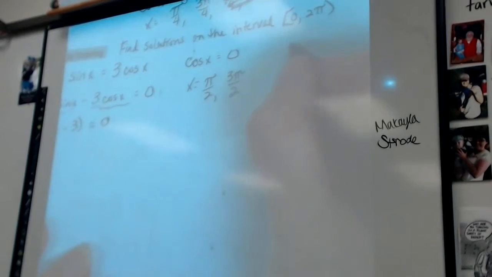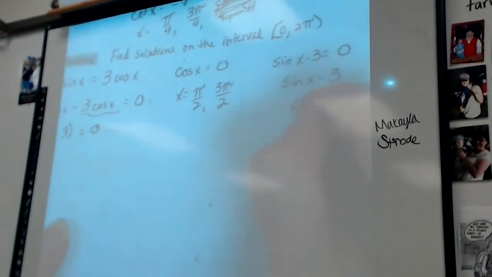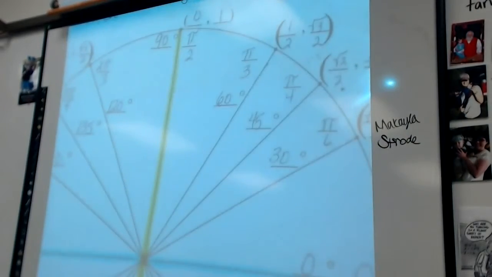Now we set the next one equal to 0. Sine x minus 3 equals 0. Add 3 to both sides, so sine x equals 3. So when is sine 3? Sine is your y value. When is it 3?